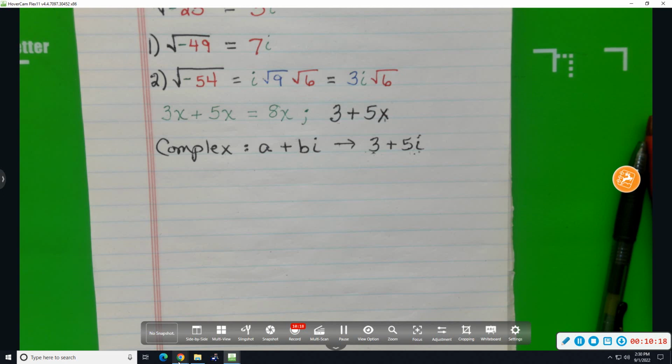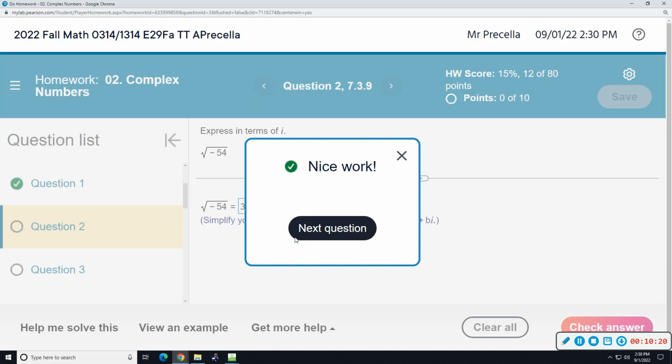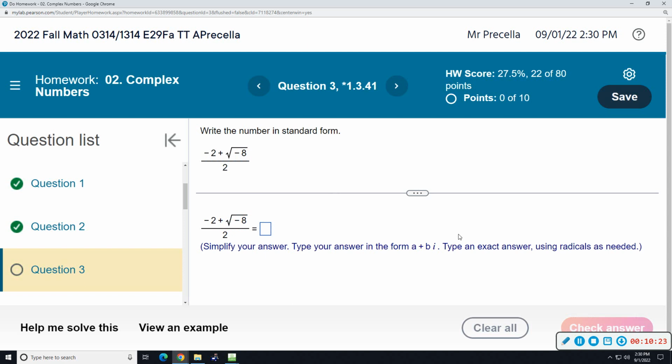On problem number 3, don't panic when you see it. I think it's going to look kind of messy. I'll tell y'all when to start panicking. Negative 2 plus, let me write it down. It's number 3. And that was a straight-faced joke, but I'll tell you when to start panicking. Hopefully you won't start panicking. Negative 2 plus the square root of negative 8 all over 2.